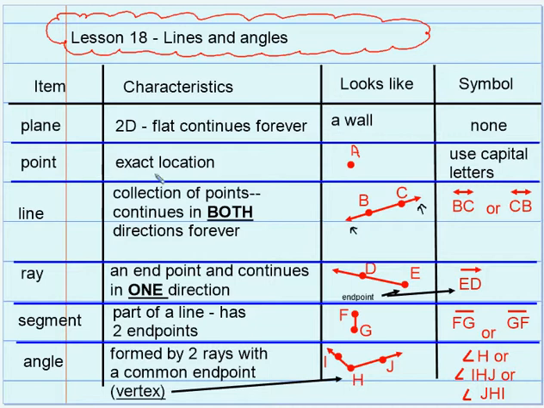We also have points. It is an exact location, and it's going to look like this. It's going to be a dot, that's the point, and then we name it using capital letters. So point A in this example.